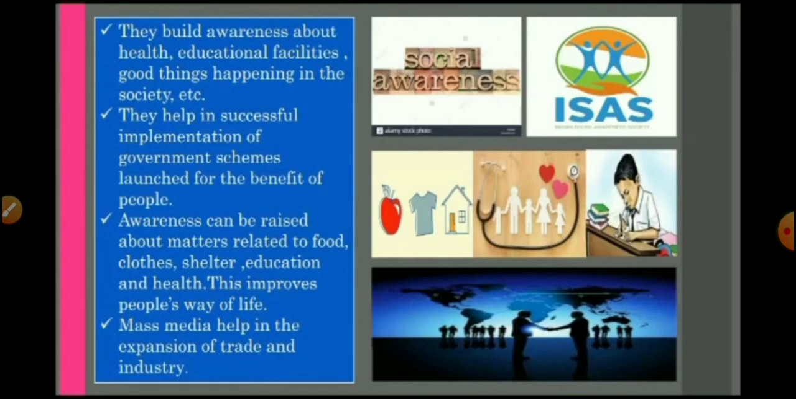They build awareness about health, educational facilities, good things happening in the society, etc. They help in successful implementation of government schemes launched for the benefit of people.